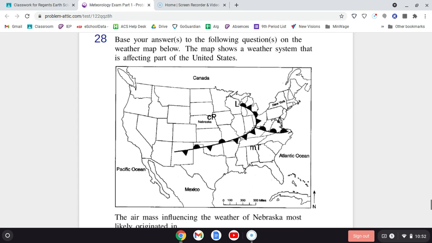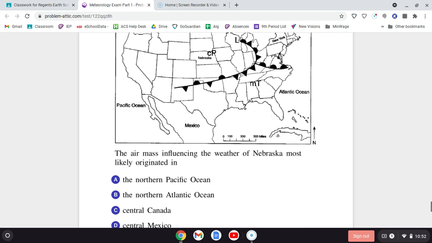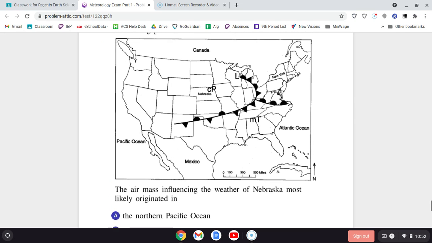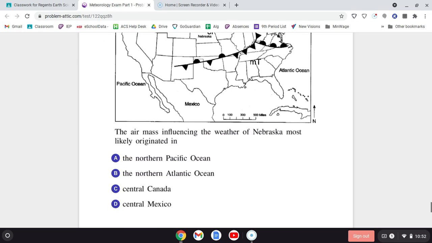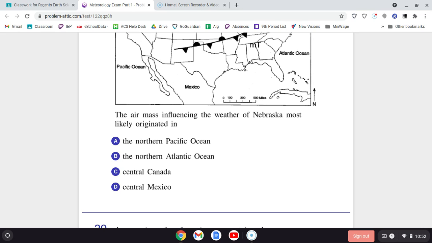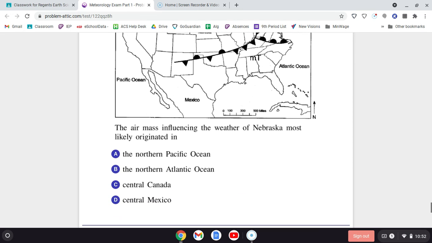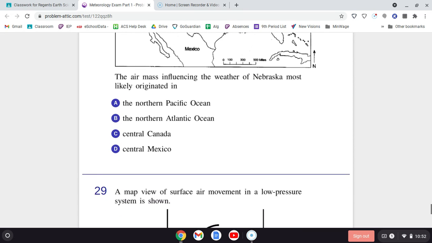28. The map shows a weather system that is affecting part of the United States. The air mass influencing the weather of Nebraska, way over there, most likely originated where? Let's see here. We can definitely get rid of D. So it's either A, B, or C. It shows us right there that it's a continental polar. We just have to know where it came from. And every bit of North America's weather comes from this region.